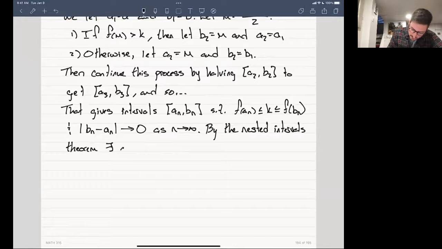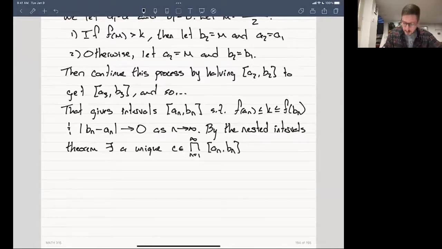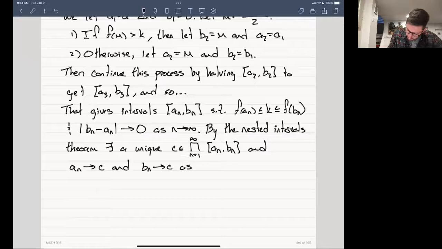So there exists a unique point C that belongs to the intersection of every single one of these intervals [an, bn], and an is converging to C, and bn is converging to C as n goes to infinity. Now, of course, I called this thing C because I know this is going to be the one that gives me f of C is equal to k. But let's see how this works.